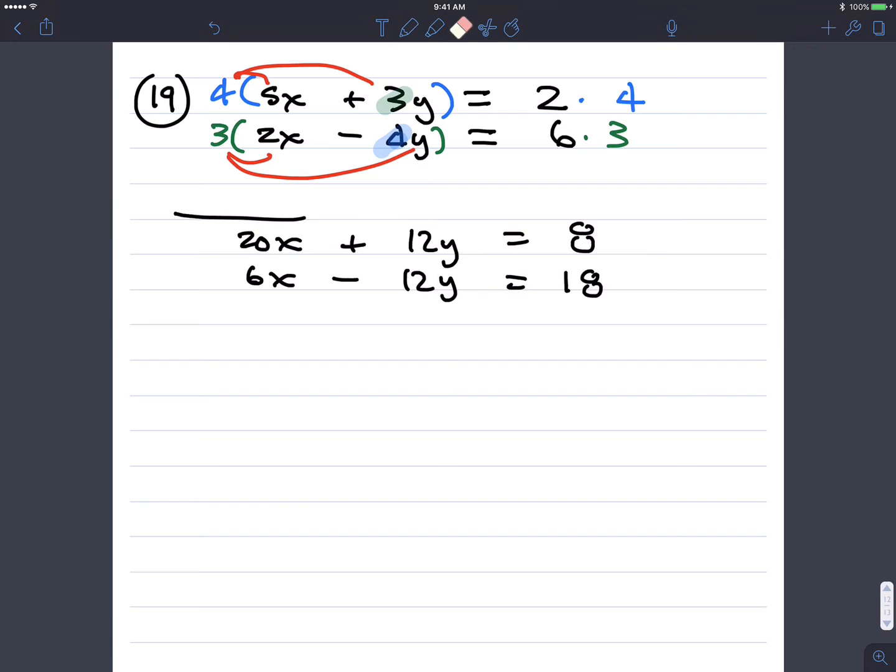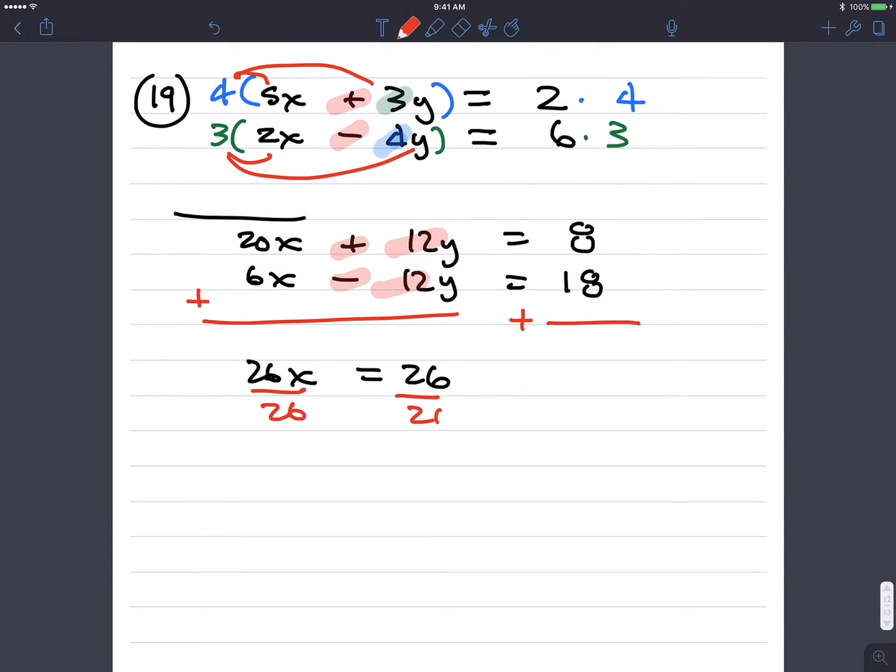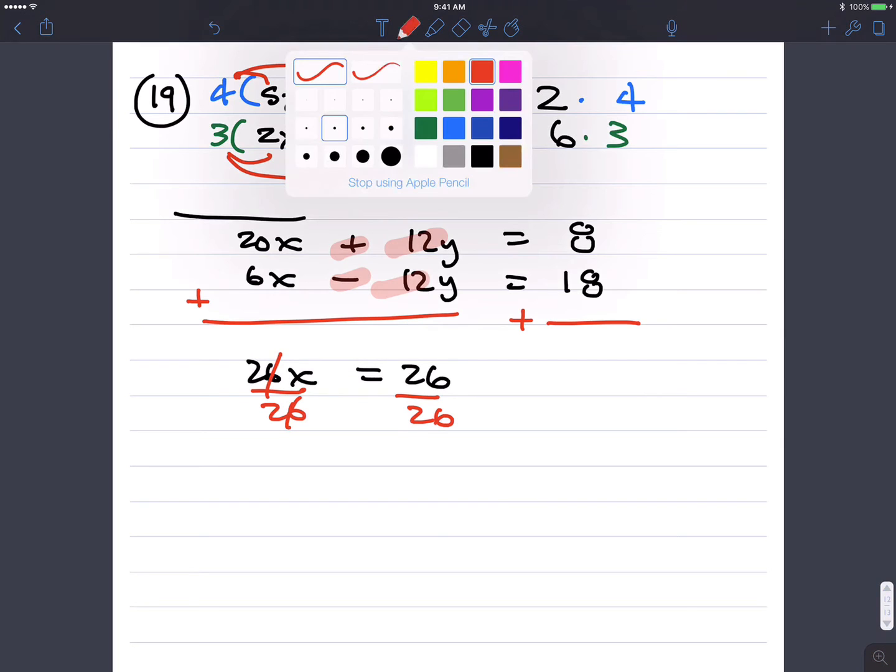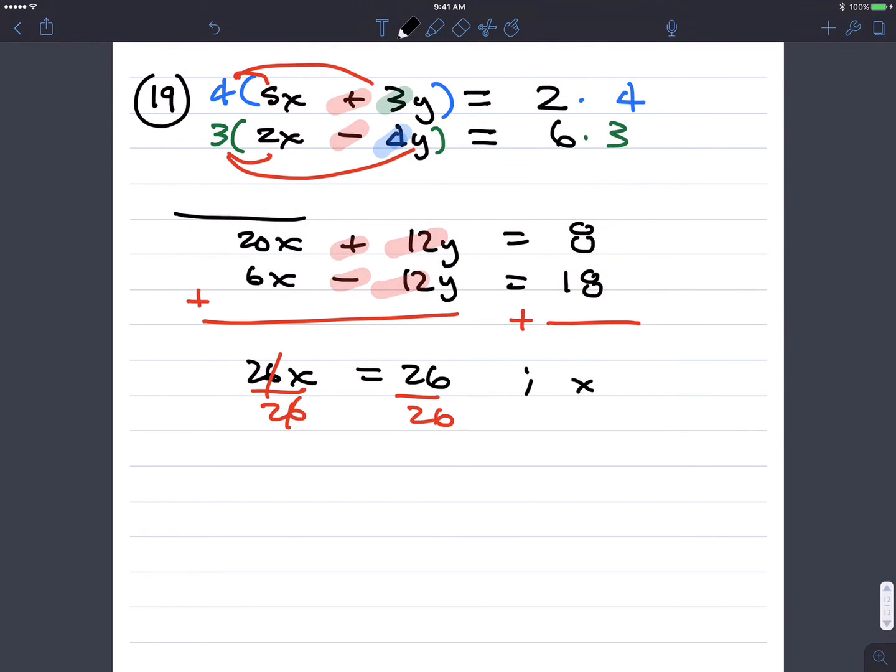We have opposites already because the signs were already opposite to begin with. So positive 12 and a negative 12. These will be eliminated, or at least the y variable will be eliminated. We get 26x equal to 26. Divide both sides by your 26. We find that x is positive 1.